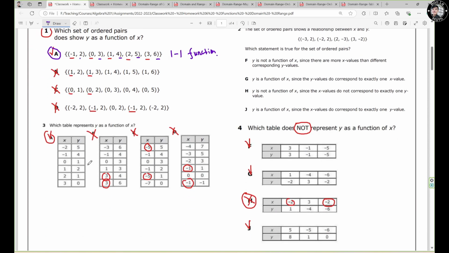Alright, we look at the table right here. So our answer is A, right? Because this is a function. Now we're going to check the y values right here. We see that y equals 1 and y equals 1 right here. The y values are repeating, so this is not 1 to 1.